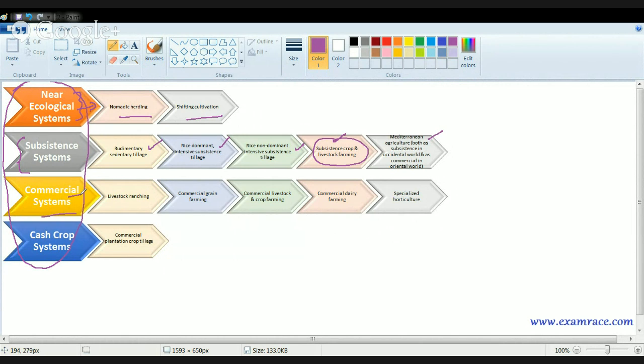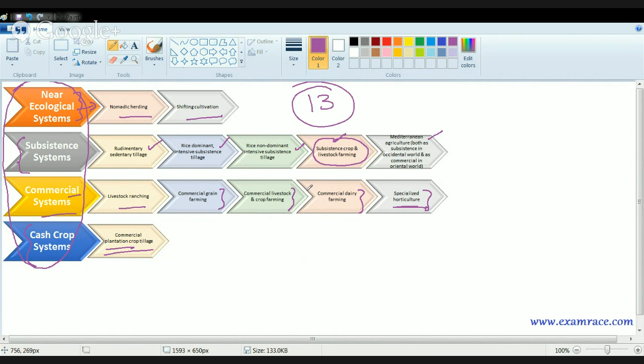Under commercial systems, he talks about livestock ranching. Then you have commercial grain farming, commercial livestock and crop farming. You have commercial dairy, specialized horticulture, and finally under cash crop you have the plantation agriculture. So these were the 13 major types that were propounded by Whittlesey.